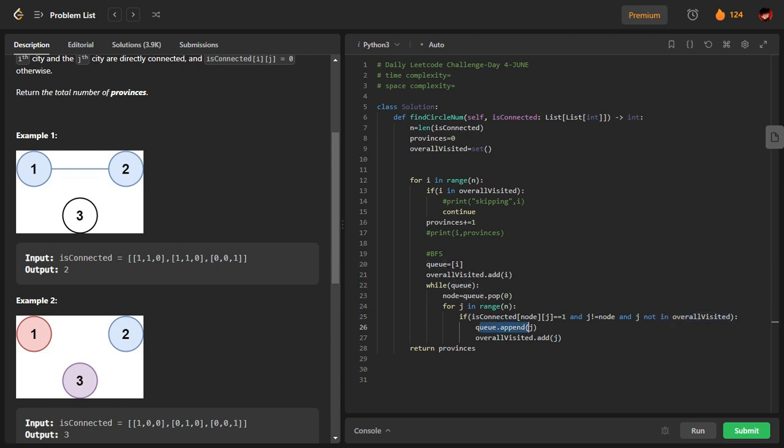It will be added to the queue, it will be added to the set. Similarly this thing will run till my queue is not empty. Finally, when the queue is empty, I will be coming back to the outer for loop, and this for loop will be executed.